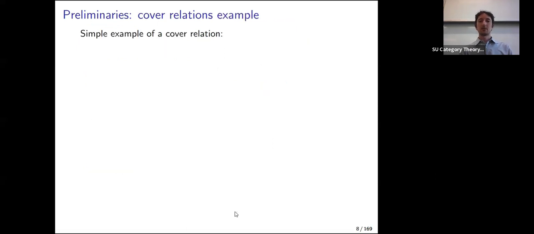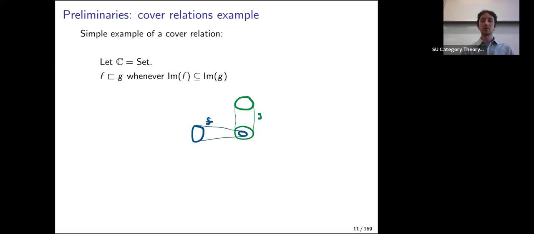Okay, cool. So a simple example of a cover relation: if we take our category to be the category of sets, and we say that G covers F whenever the image of G contains the image of F as a set. This is quite a natural example of covering, and this is the picture we have over here. If we require even further that we have inclusions of sets into one another, then we actually get covering subsets, or covering sets.